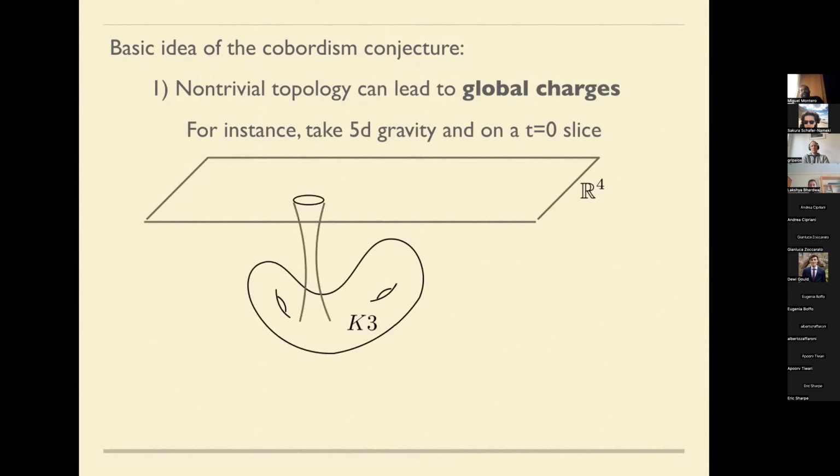I'm going to take a K3, which, for those of you that might not know, is a compact manifold that we like a lot, which has interesting, non-trivial topology, and I'm going to glue it to R^4 like this. What does this tube that I'm drawing here mean? What that means is what's called the mathematician's connected sum.